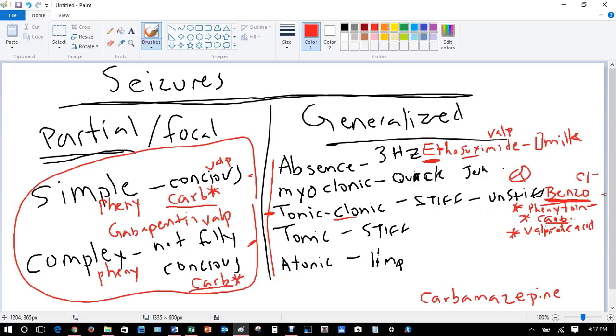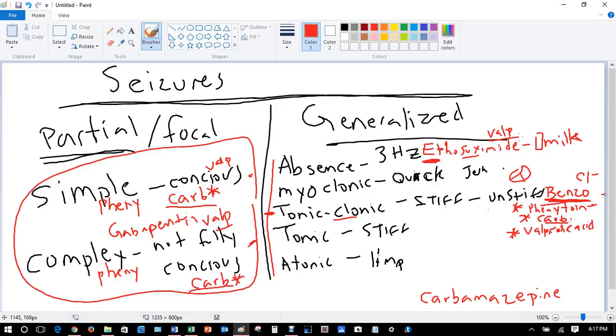Last one on our list here was valproic acid. So remember valproic acid, what was it used for? That's right, simple and complex, as well as tonic-clonic seizures. Lastly, it can be used for absence seizures as well. So valproic acid really does a lot of things, but the only one that's first line out of all those is going to be the tonic-clonic seizure.